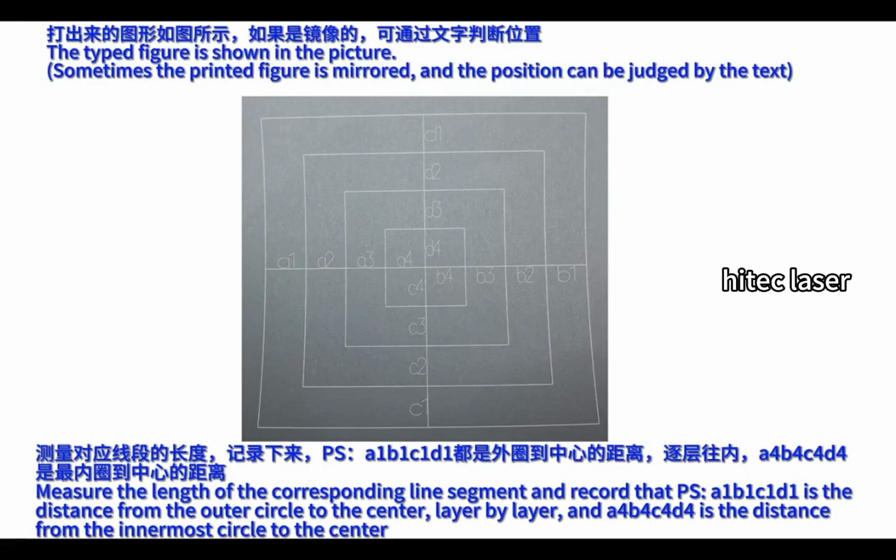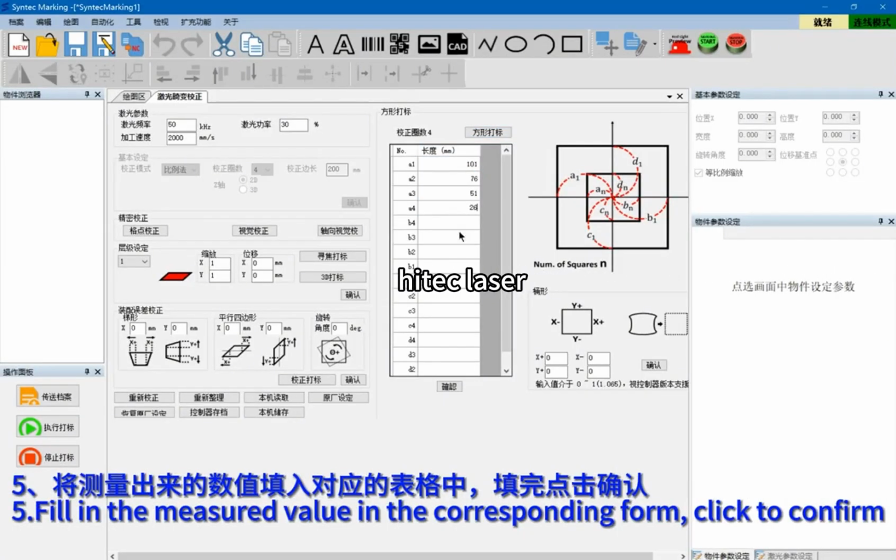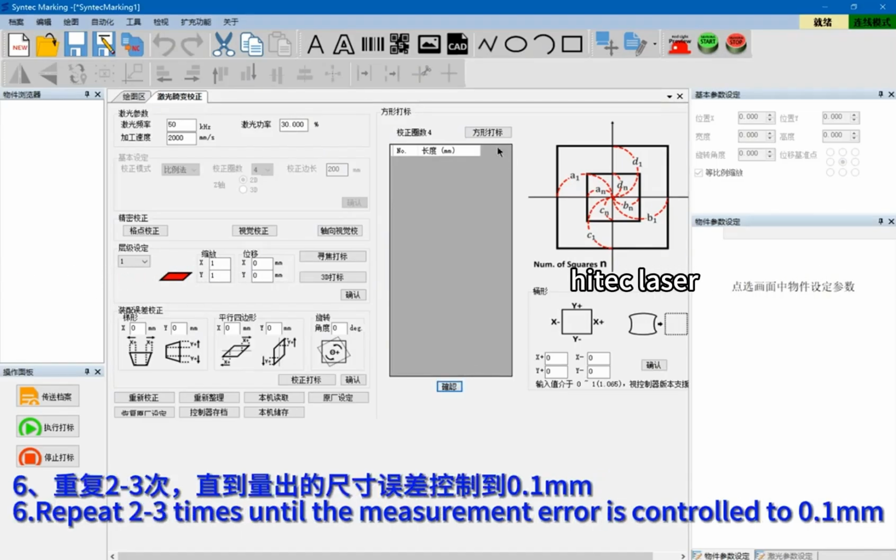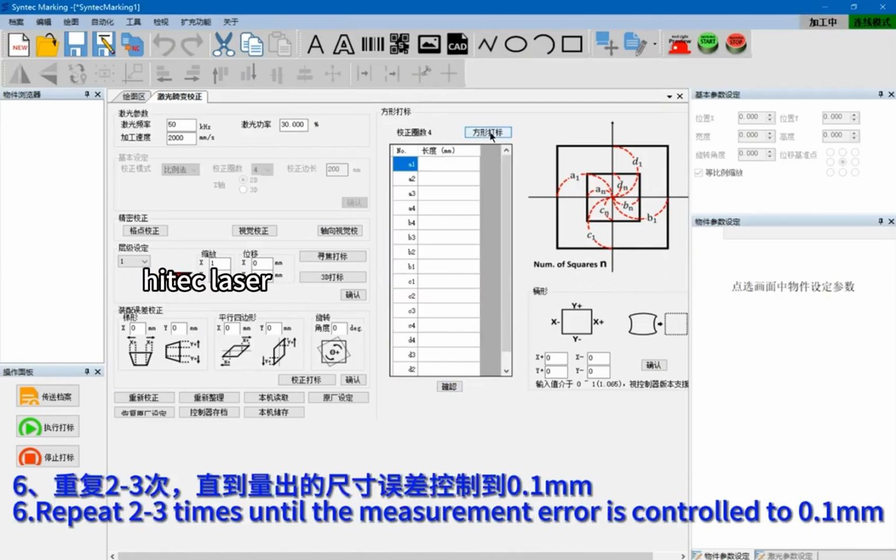Measure the length of the corresponding line segment and record that. A1B1C1D1 is the distance from the outer circle to the center, layer by layer, and A4B4C4D4 is the distance from the innermost circle to the center. 5. Fill in the measured value in the corresponding form, click to confirm. 6. Repeat 2 to 3 times until the measurement error is controlled to 0.1 mm.